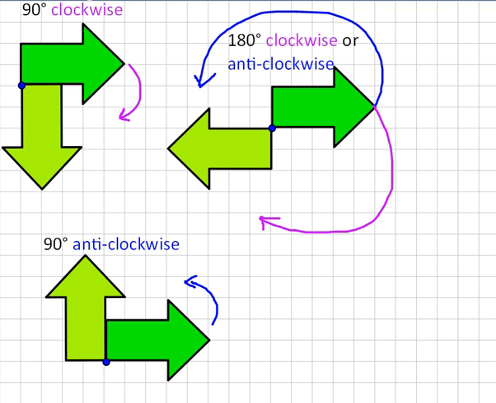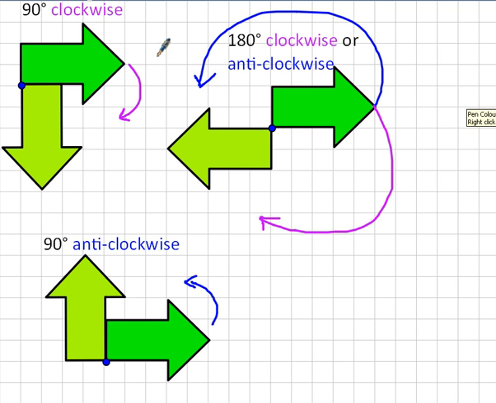Okay, here we've got some shapes that have been rotated 90 degrees clockwise, 90 degrees anti-clockwise and 180 degrees. So in the first one, this has been rotated 90 degrees clockwise. This arrow has been rotated 90 degrees anti-clockwise. And here this arrow has been rotated 180 degrees. You can either look at it as being rotated 180 clockwise or 180 anti-clockwise. But you'll get the same image after a rotation of 180 degrees, whether you go clockwise or whether you go anti-clockwise.